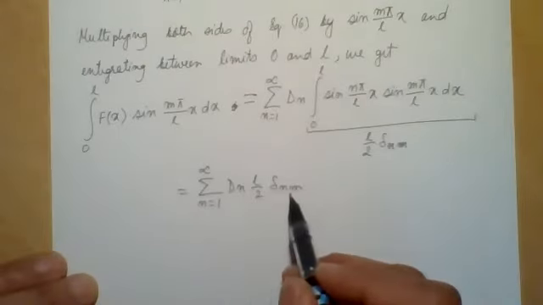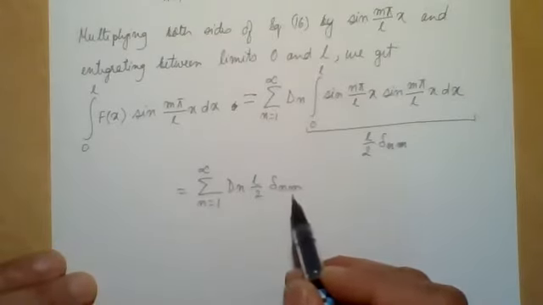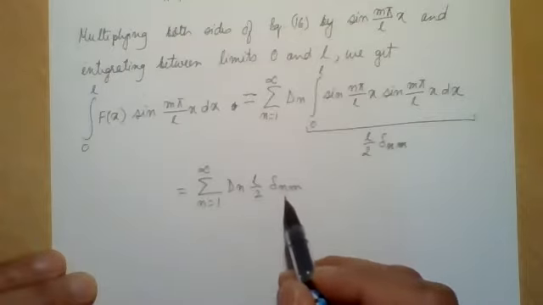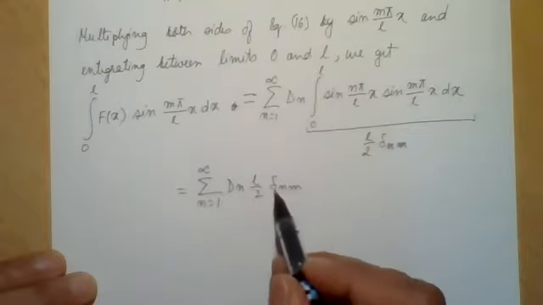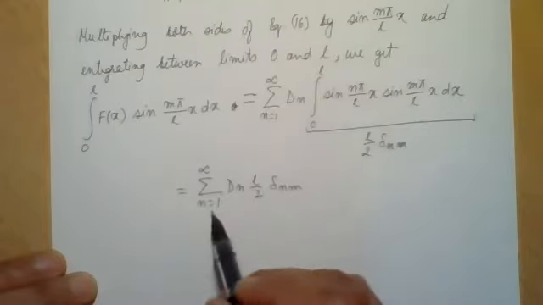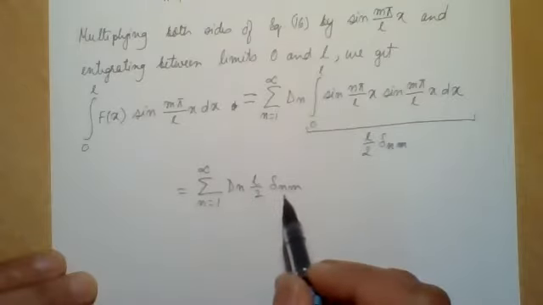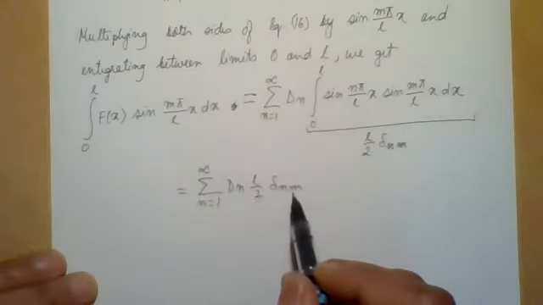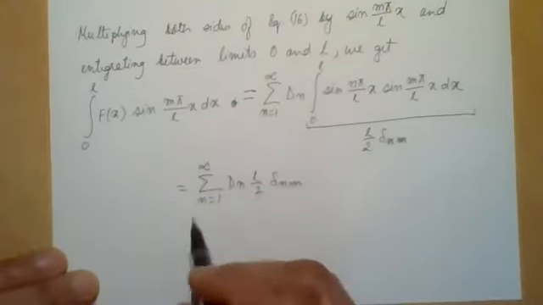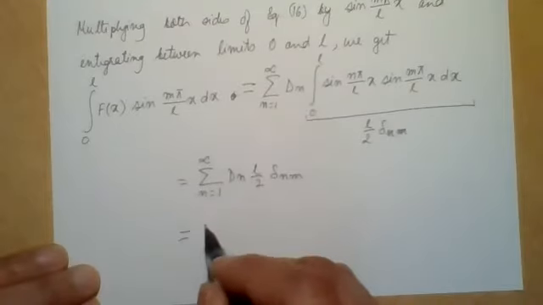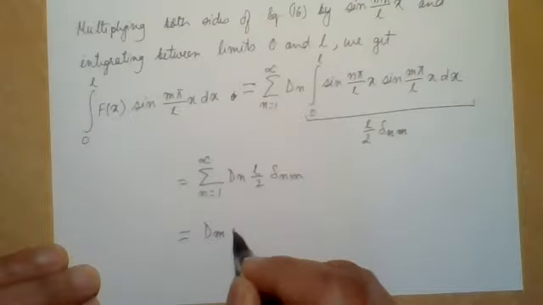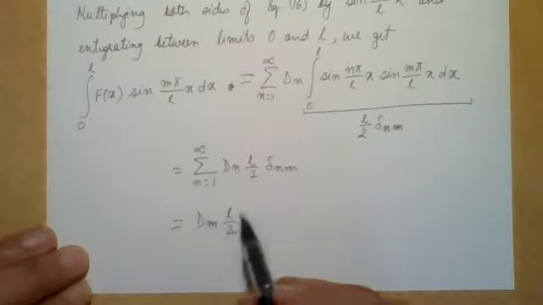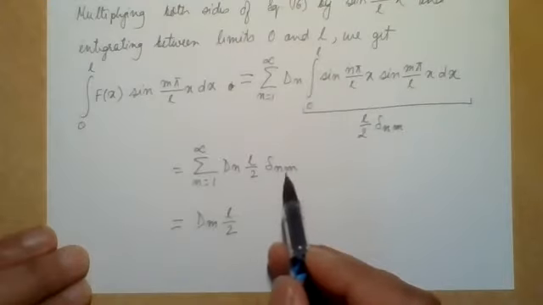And what is the value of Kronecker delta? When n is equal to m, this is equal to 1. And when n is not equal to m, Kronecker delta is 0. So when I perform this summation, when n and m are not equal, we get 0, 0, 0, 0. And ultimately, when n and m are equal, we get 1 here. So the final answer here is d_m times L by 2. So this d_n becomes d_m, because only when n is equal to m, this is 1, otherwise this is 0.